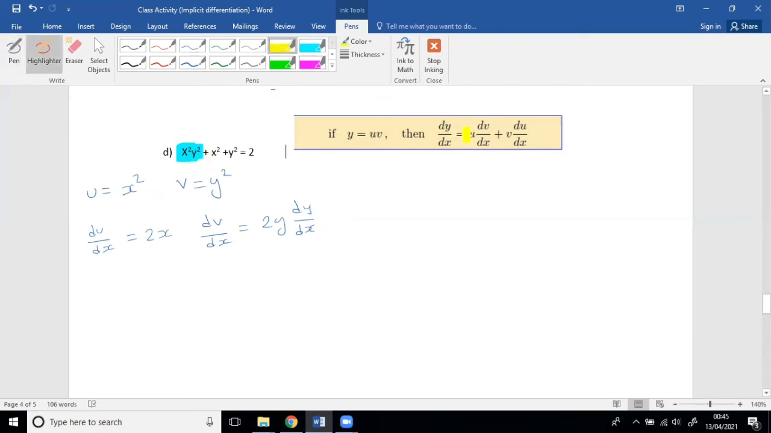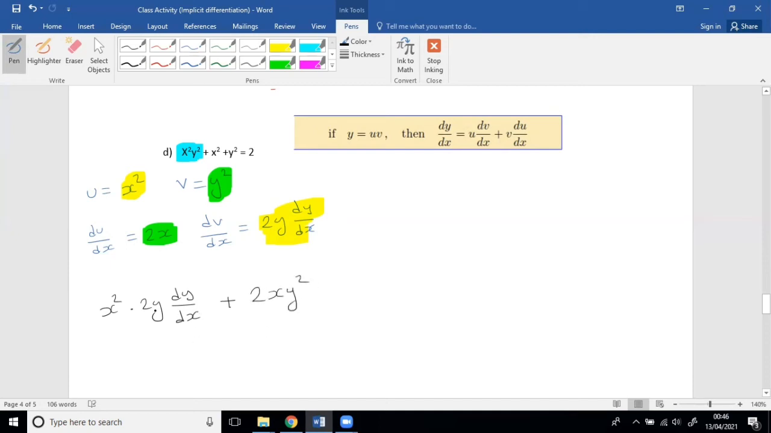According to product rule, it'll be u times by dv dx. So here I've got u multiplied by dv dx plus v times by du dx. So v, here goes, v multiplied by du dx. Therefore, if I multiply these two together, I'm going to get x squared times by 2y dy over dx plus, here you go, 2x y squared.